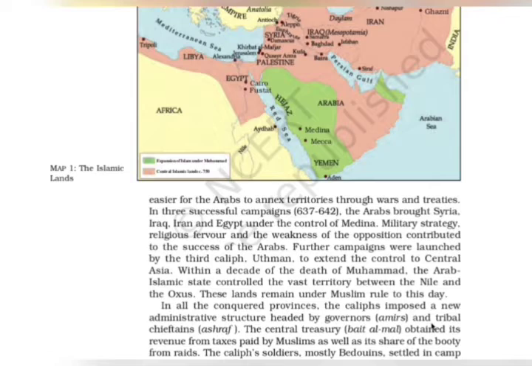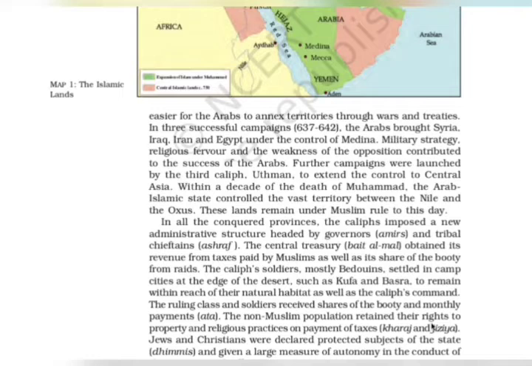The central treasury, Beit al-Mal, obtained its revenue from taxes paid by Muslims as well as its share of the booty from raids. The caliph's soldiers, mostly Bedouins, settled in camp cities at the edge of the desert, such as Kufa and Basra, to remain within reach of their natural habitat as well as the caliph's command. The ruling class and soldiers received shares of the booty and monthly payments, Ata. The non-Muslim population retained their rights to property and religious practices on payment of taxes, Kharaj and Jizya.